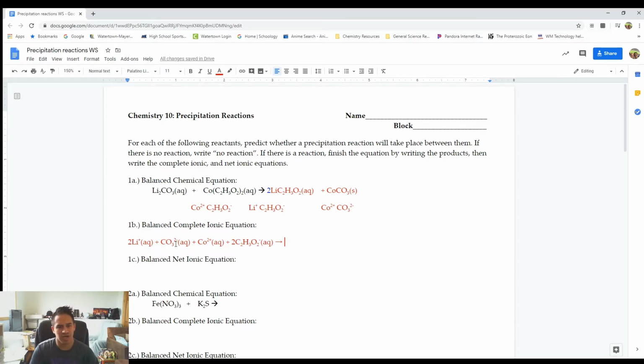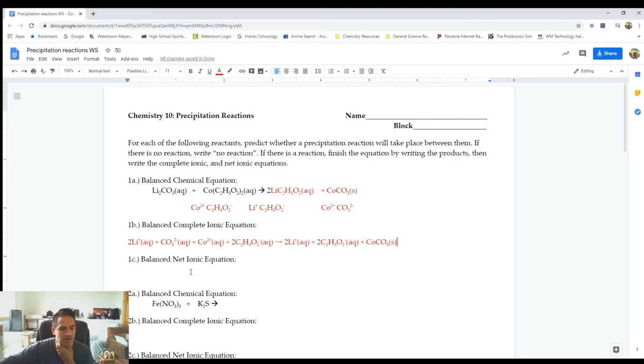On the products, this is aqueous here, so we need to write this as separate ions. So again, we have our 2 lithium ions that are aqueous. We have our 2 acetate ions, C2H3O2 minus aq. All right. And then the cobalt carbonate, which is a solid, that will remain a solid. So we're going to keep that as it is. Okay. So here's our balanced complete ionic equation.